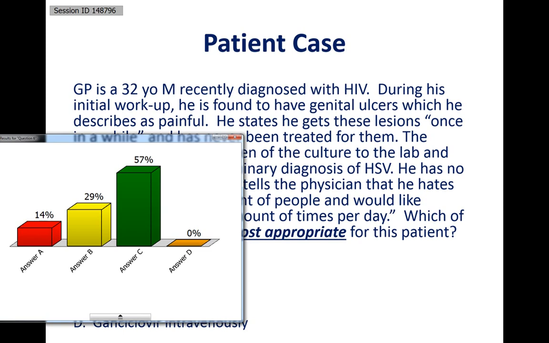So he gets it once in a while. What else? What stands out to you guys in this patient? Least amount of times a day. Yeah, exactly. So which of these medications has the least amount of times that you have to take it, the frequency? Valacyclovir, right? Because you take that BID compared to four to five times a day of acyclovir or even famciclovir.